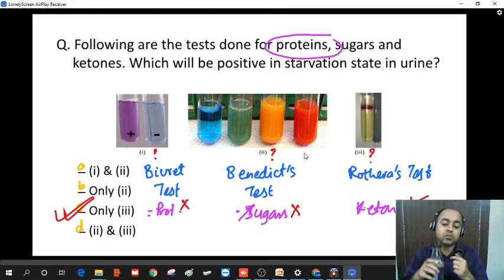See, these image-based questions can come in your exams. What we'll do once we've completed our discussion of the carbohydrates, I'll show you some of the important image-based tests for the carbohydrates.